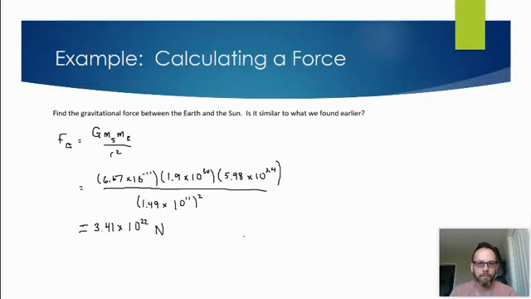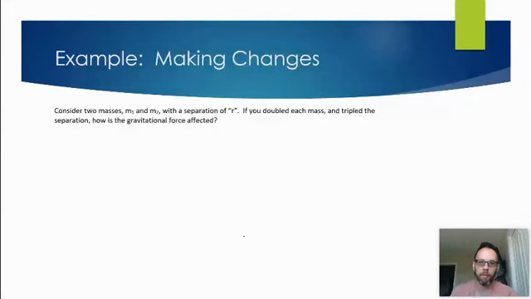All right, let's continue. Let's do a second example. Let's look at what happens when we make changes to a scenario. Let's say we have two masses, M1 and M2, and they're r meters apart. What would happen if we double the masses and triple the separation? How would the gravitational force be affected?